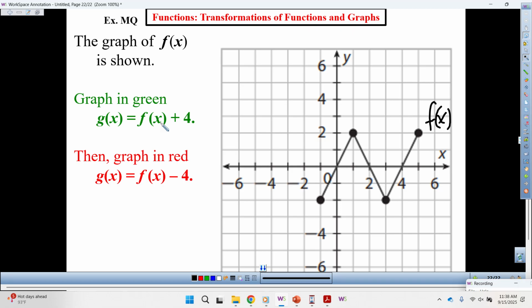According to what I give you here, in green I want you to graph g of x, which is equal to f of x plus 4. And in red, you're going to graph g of x, which is equal to f of x minus 4. It's on your screen.